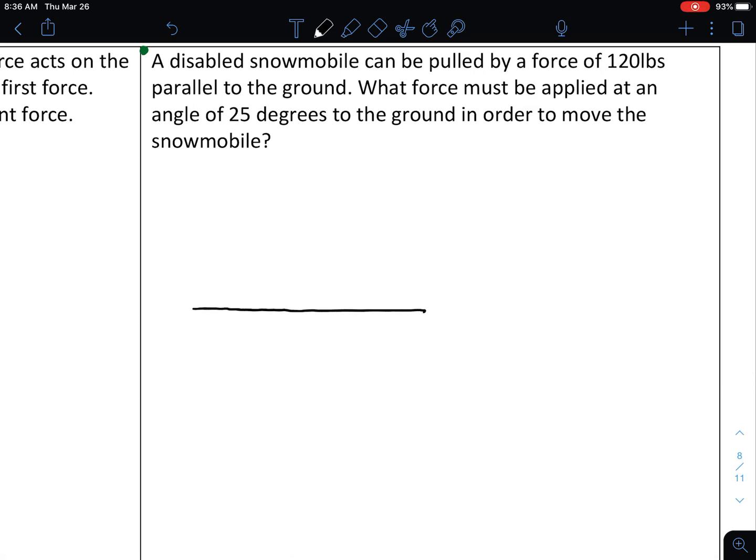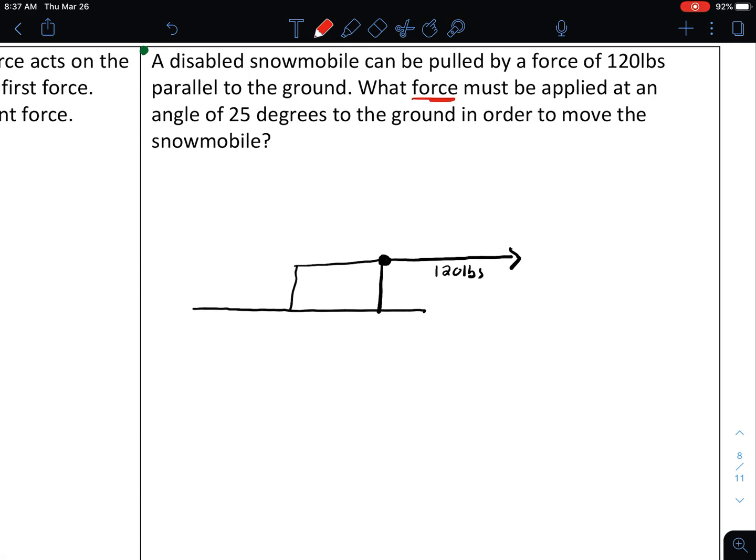All right, so let's say, here's my ground, and I have my snowmobile here. All right, so there's my snowmobile. And I'm told that it can be pulled by a force of 120 pounds. So if I have this vector of 120 pounds that's parallel to the ground, that snowmobile will move.